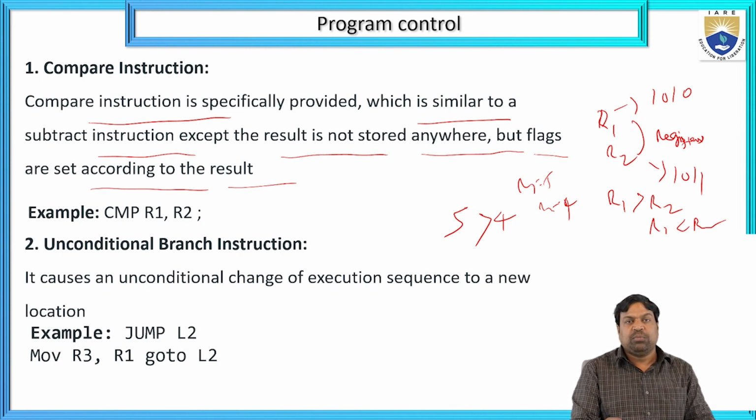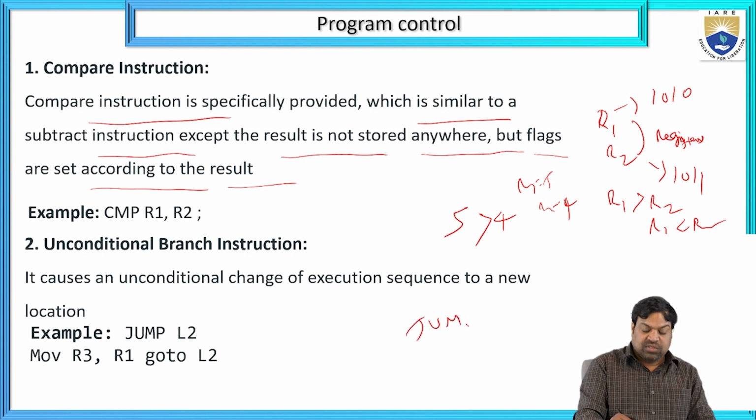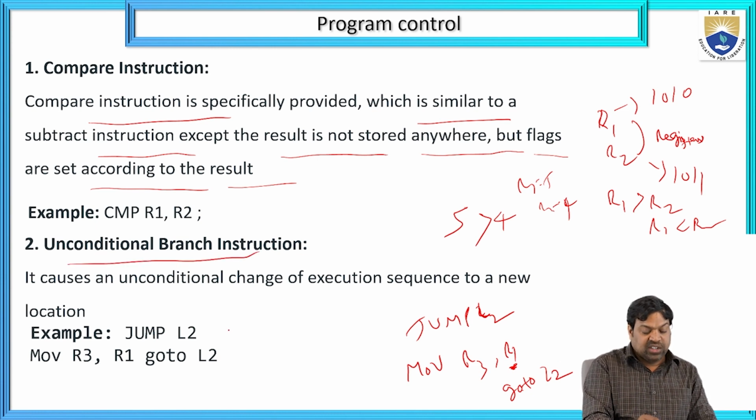And unconditional branch instructions means there is no condition to define the branch. It causes an unconditional change of execution sequence to a new location. Jump L2 means the line L2 values are jumping. Move R3, R1. So R1 values are moving to R3, go to L2. So is it unconditional? Yes.